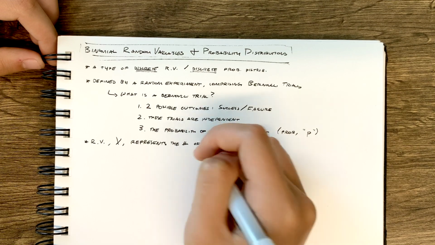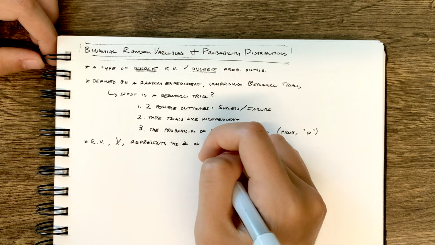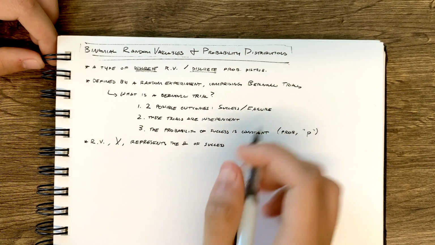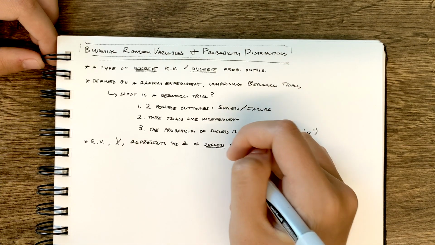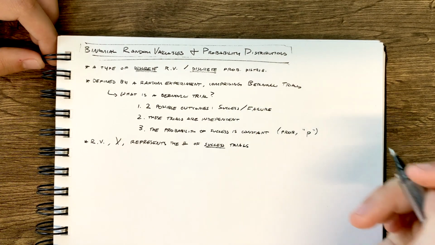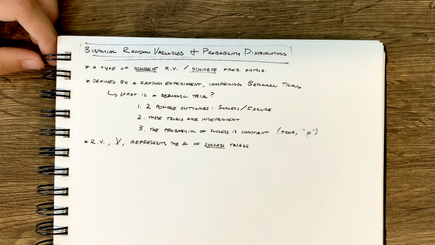Going back to binomial random variables, our binomial random variable, let's say a capital letter X, represents the number of success trials. So let's talk about the probability mass function, or PMF for short, for a binomial distribution.